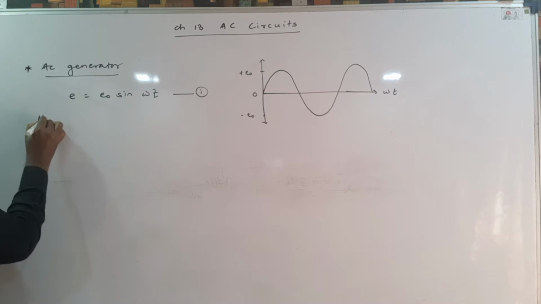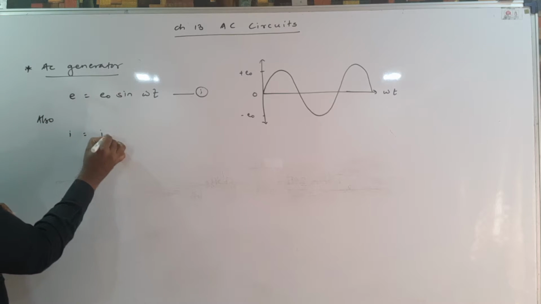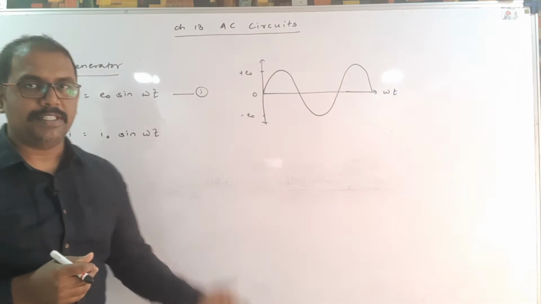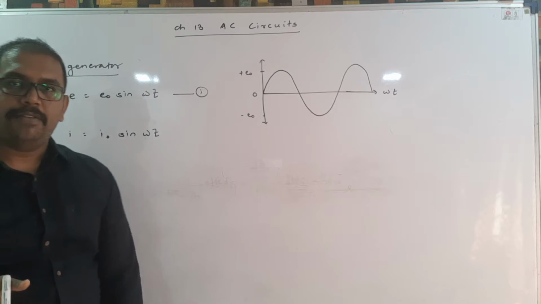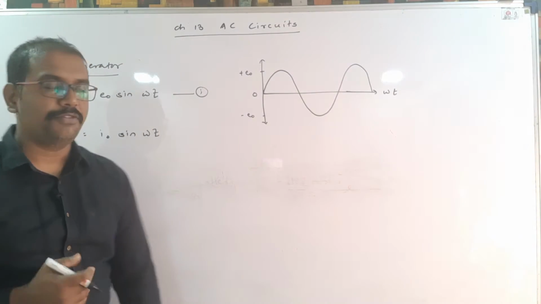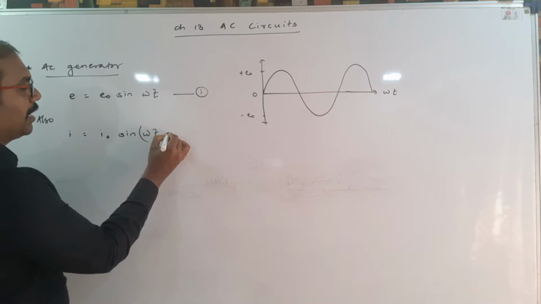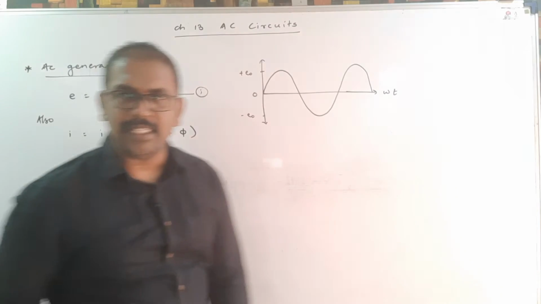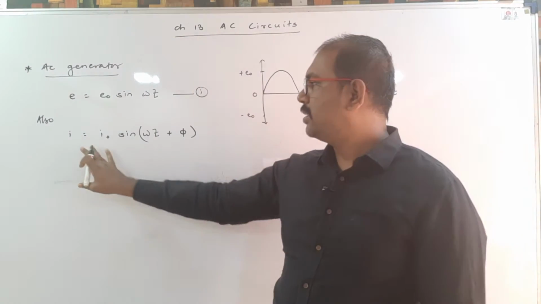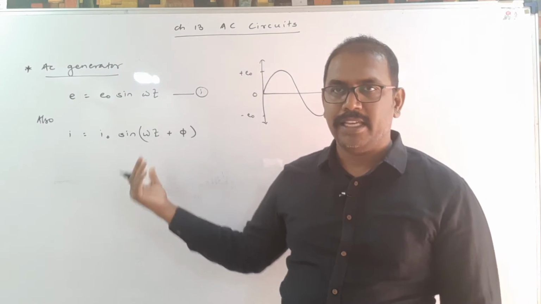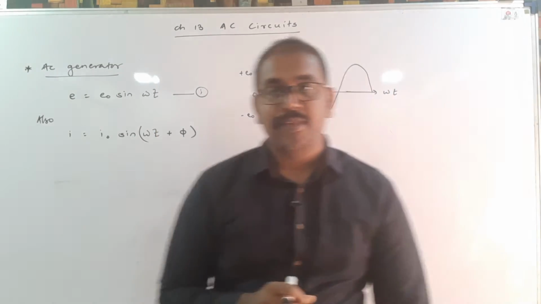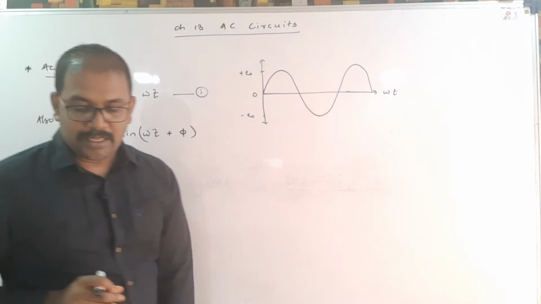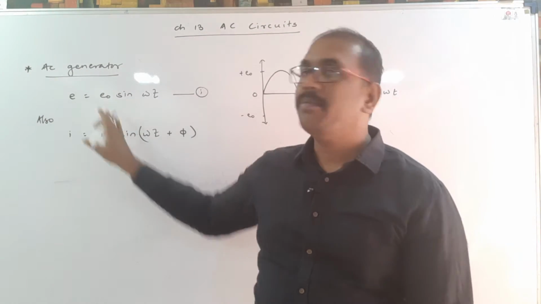Similarly, we can write alternating current also as I0 sin ωt, if this EMF and current have the same phase. But if between the EMF and the current some phase difference is there, then I can write here plus or minus that phase difference. It depends on whether the current is leading or lagging. Based on that, plus or minus we can write.